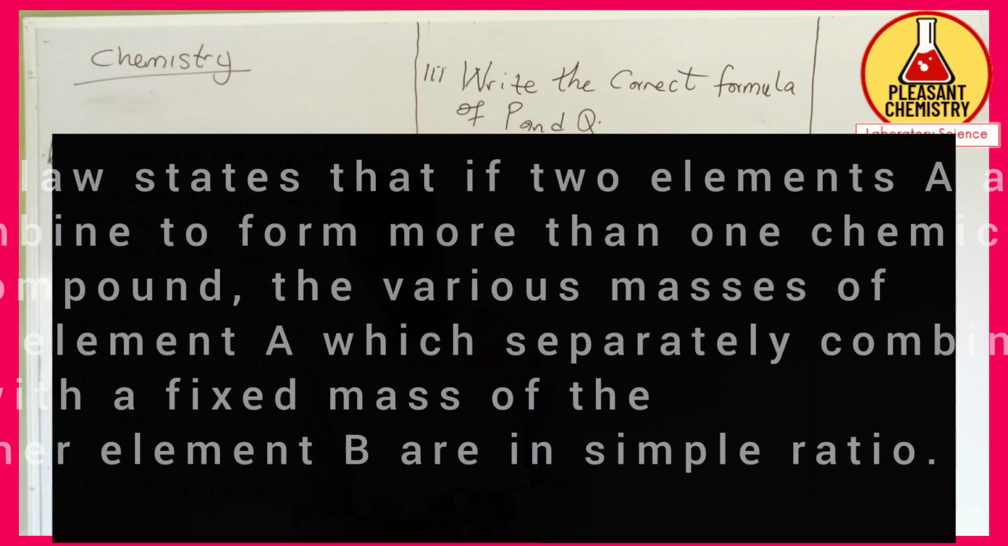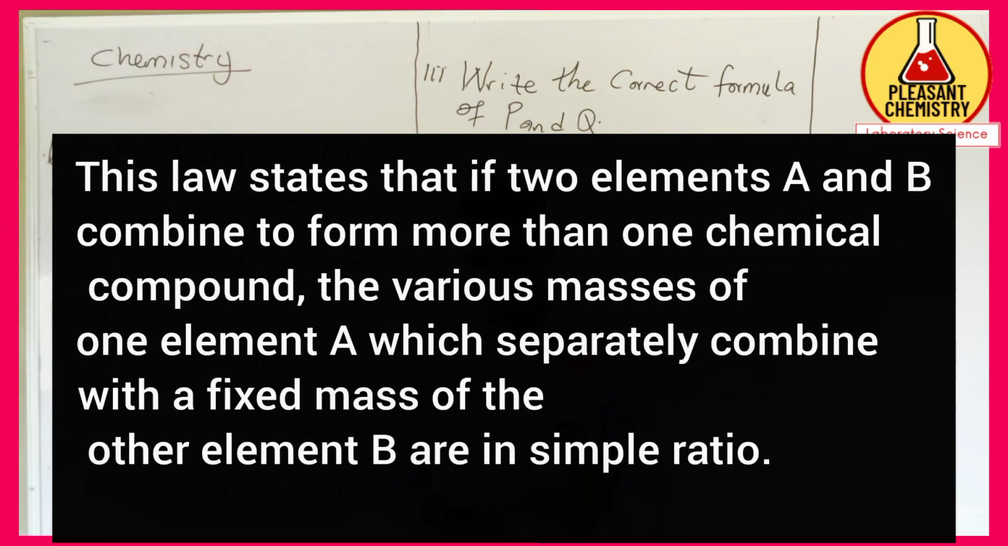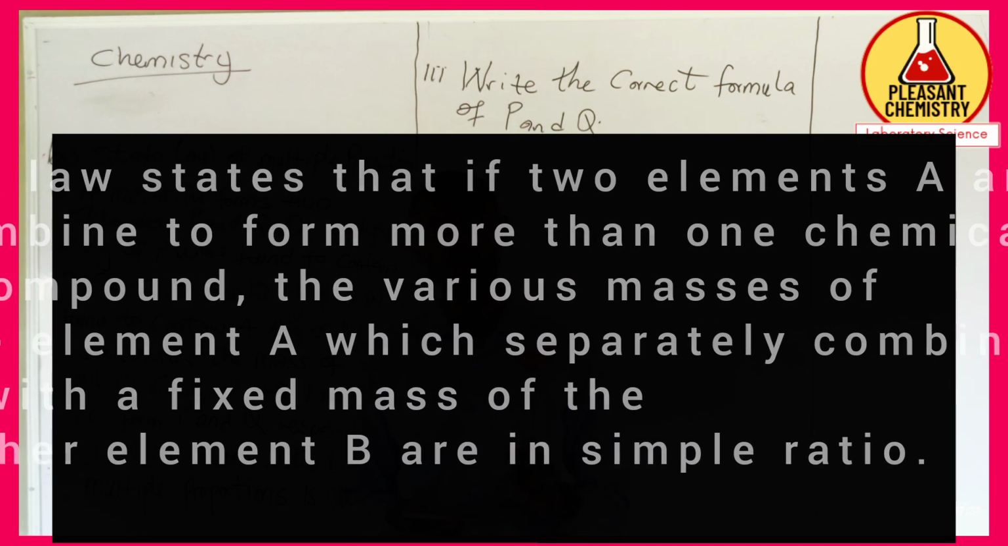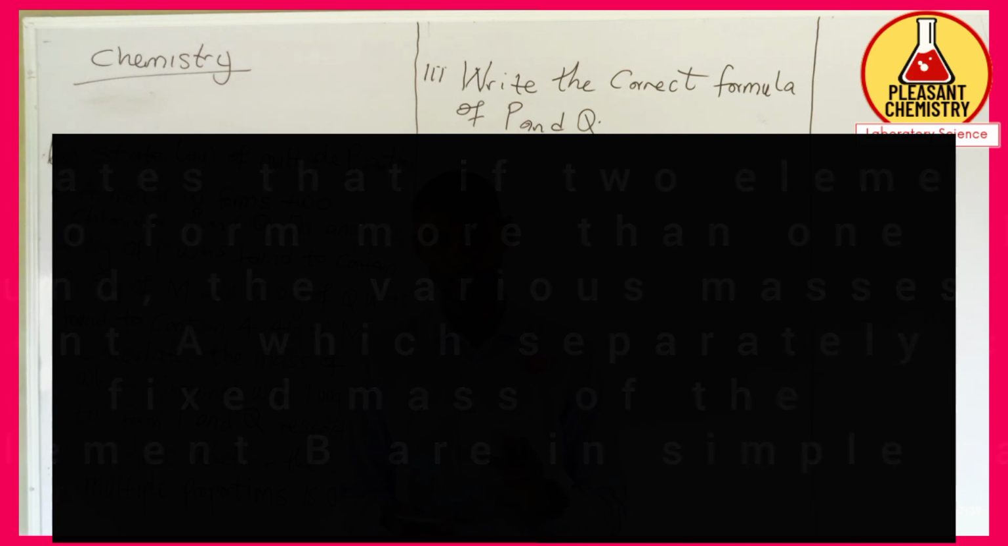The law states that if two elements, let's just say element A and B, combine to form more than one compound, the masses of one element A, which combine separately with a fixed mass of the other element B, are in simple ratio. That's the law.